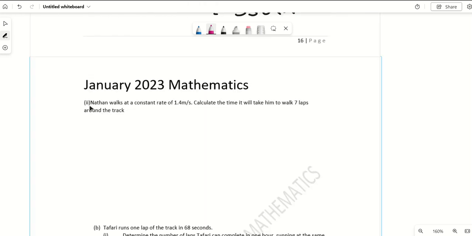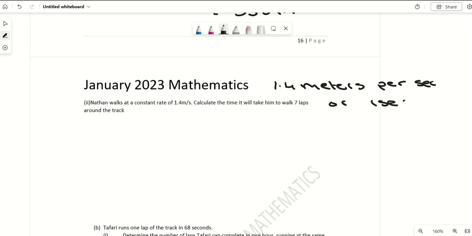Okay, so this part number 2 says Nathan walks at a constant rate of 1.4 meters per second. Right, that's 1.4 m/s, which means 1.4 meters per second, or you could say 1 second is equal to 1.4 meters, right? Now calculate the time it will take him to walk 7 laps around the track.